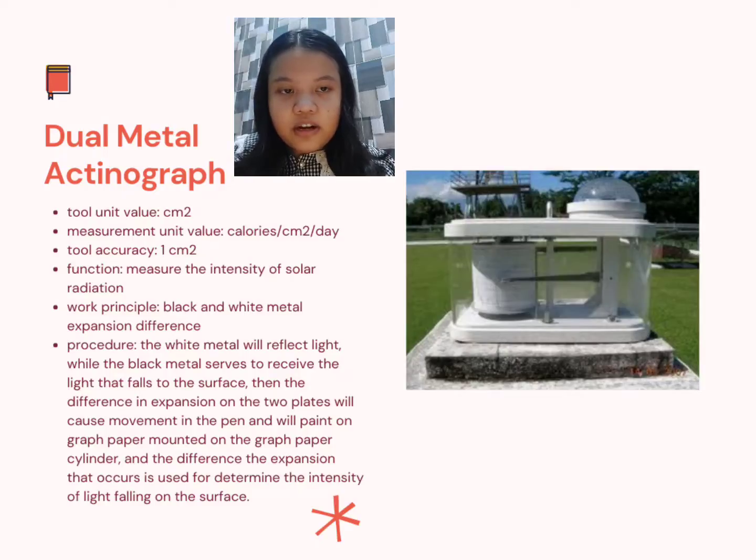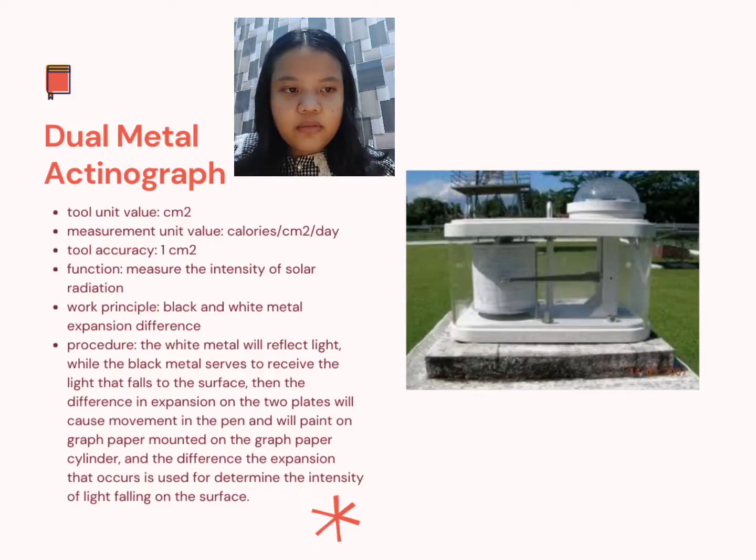Number 3 of solar radiation tools is the dual metal actinograph. Tool unit value is centimeter squared. Measurement unit value is calories per centimeter squared per day. Tool accuracy is 1 centimeter squared. Function is to measure the intensity of solar radiation. Work principle is black and white metal expansion difference.